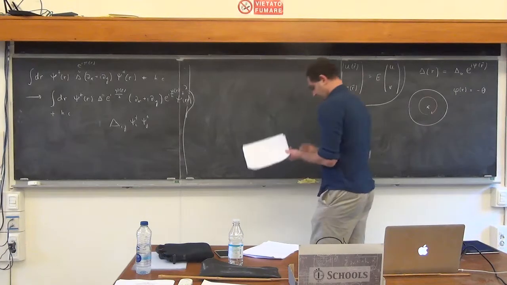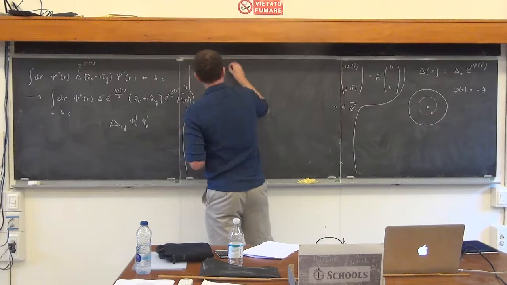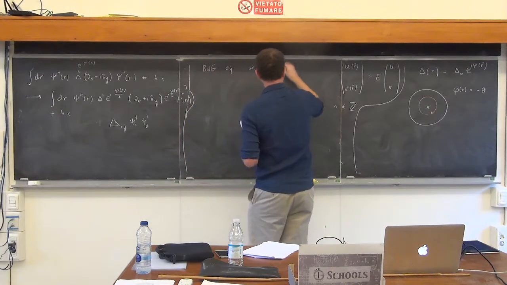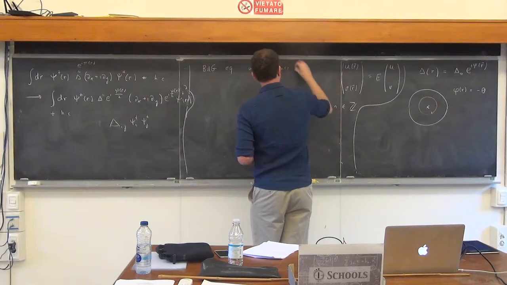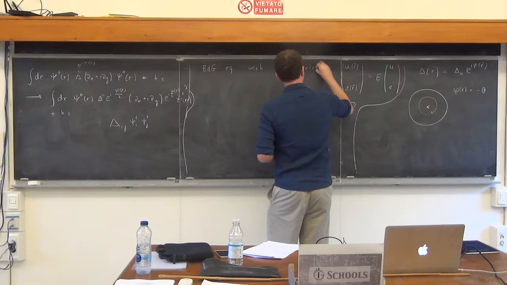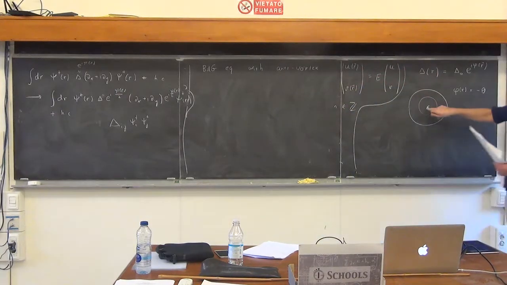So now I'm going to write the BdG equation with a vortex, actually an anti-vortex, for this disk, but now I've located the vortex somewhere in the middle.